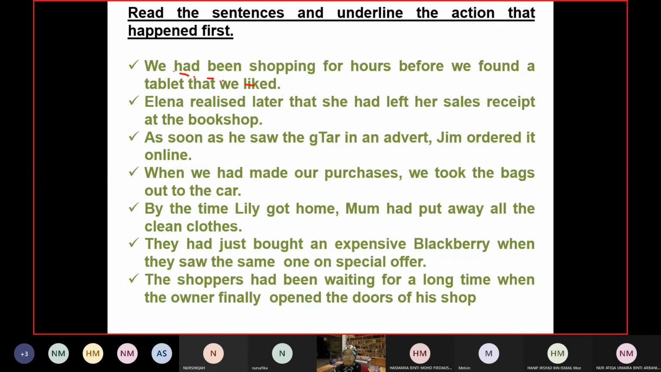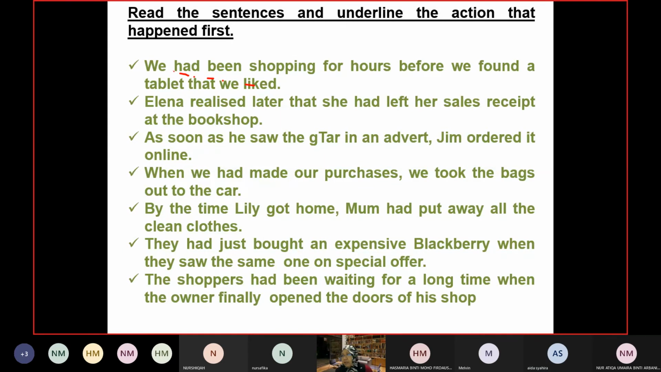Alright, back to Aida. Aida Shahira, next sentence: they had just bought an expensive BlackBerry when they saw the same one on special offer. Which one comes first? They had just bought an expensive BlackBerry. Okay. Maksudnya dia beli dulu expensive BlackBerry, baru dia ternampak offer tersebut.